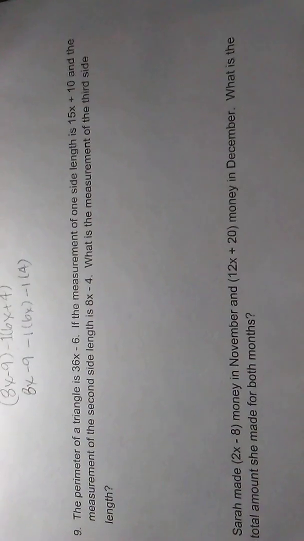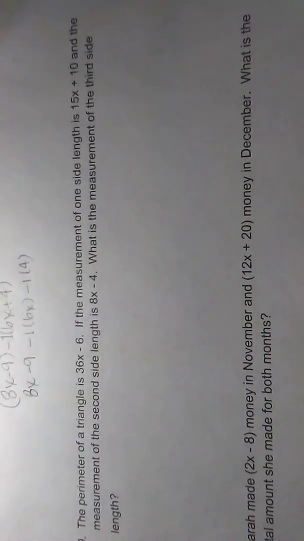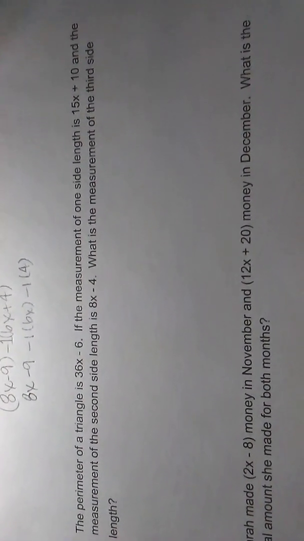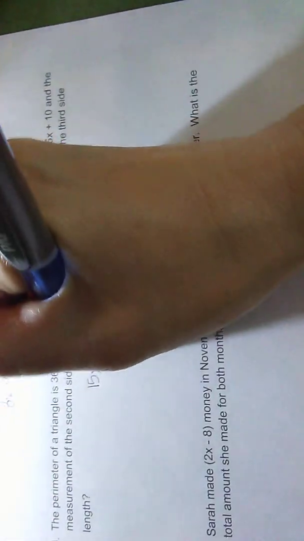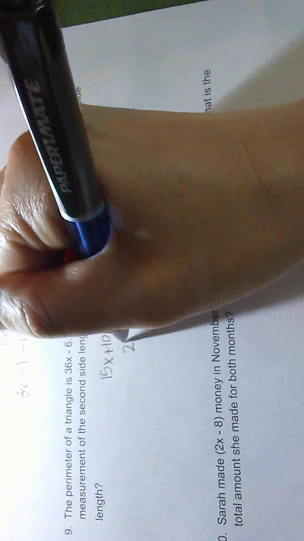Number 9. The perimeter of a triangle is 36x subtract 6. If the measurement of one side length is 15x plus 10, and the measurement of the second side length is 8x subtract 4, what's the measurement of the third? So I'm going to start with the first 2 side lengths, 15x and 10, and 8x and 4, and I want to get the sum of those. So that would be, combining like terms, 23x and positive 6.